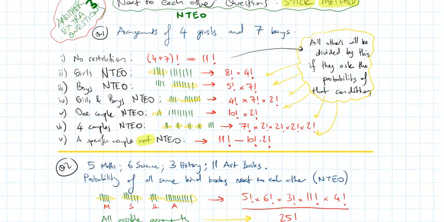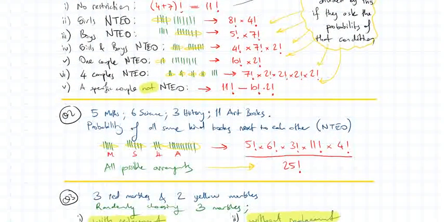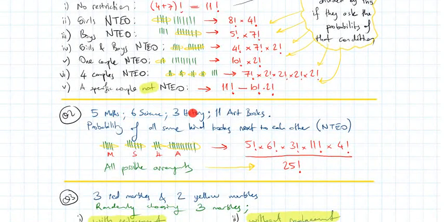And a similar question can be asked like 5 maths books, 6 science books, 3 history books and 11 art books. So we have 25 books. So probability, okay, that's the keyword now. Probability of all the same kind of books being next to each other.